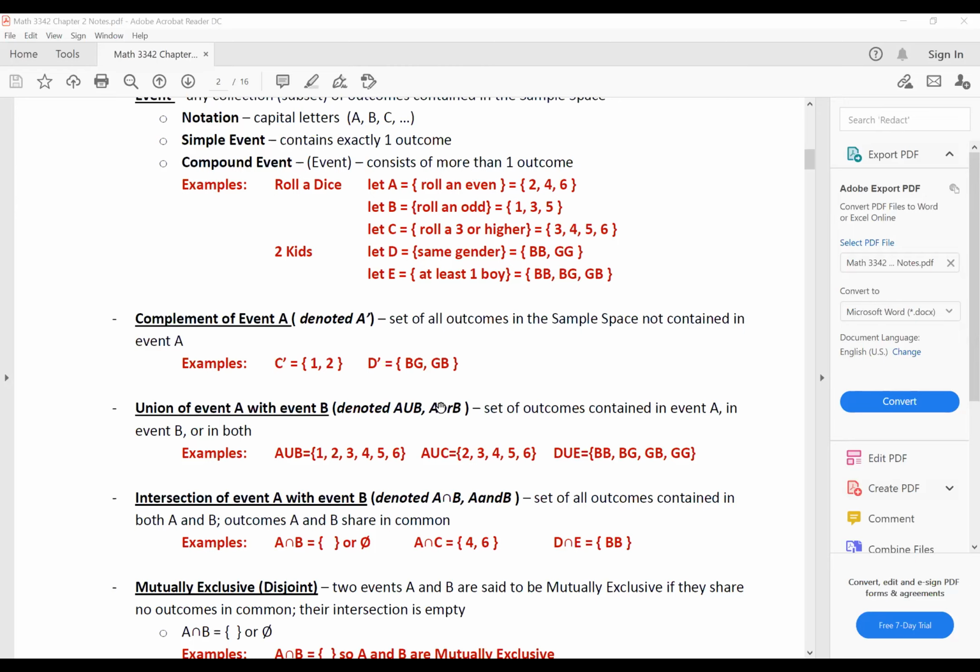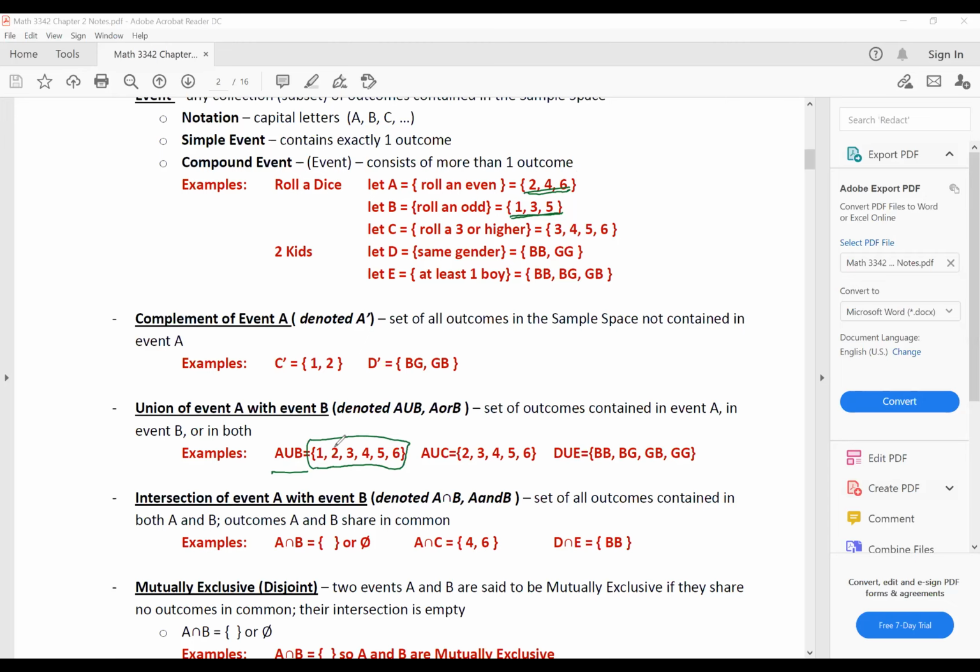So now if you take the union of A and B, A has outcomes 2, 4, 6 and B has 1, 3, 5. So the union will be the collection of all outcomes which are in A, in B, or in both. So we have 2, 4, 6 in A, we have 1, 3, 5 in B. So A union B will be 1, 2, 3, 4, 5, 6.